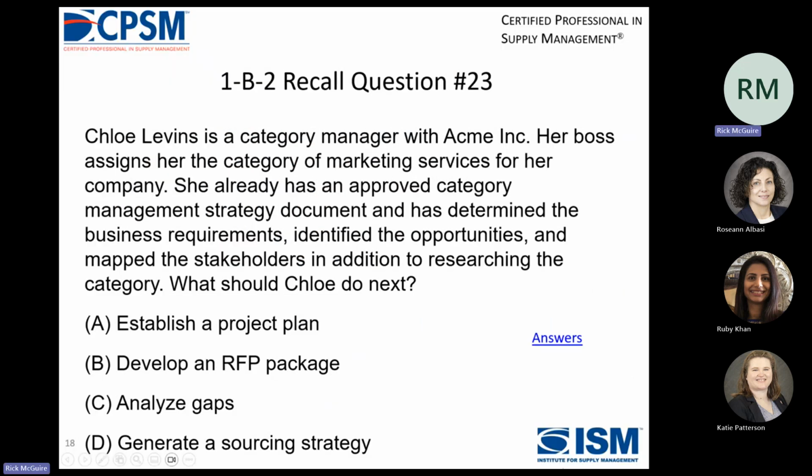Chloe Levins is a category manager with Acme. Her boss assigns her the category of marketing services. So she's in purchasing. She's going to work with marketing services for her company. She already has an approved category management strategy document and just determined the business requirements, identified the opportunities, and mapped the stakeholders, in addition to researching the category. But what should Chloe do next?